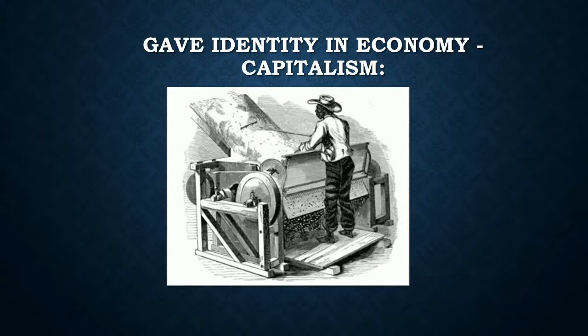Gave identity in economy, capitalism. One effect of slavery was that it gave identity in the economy, capitalism. In the United States, tobacco was the dominant slave-produced commodity. The invention of the cotton gin in 1793 gave slavery a new life in the United States. A vast majority of enslaved Africans employed in plantation agriculture were field hands. The American financial and shipping industries were also dependent on slave-produced cotton. So was the British textile industry.